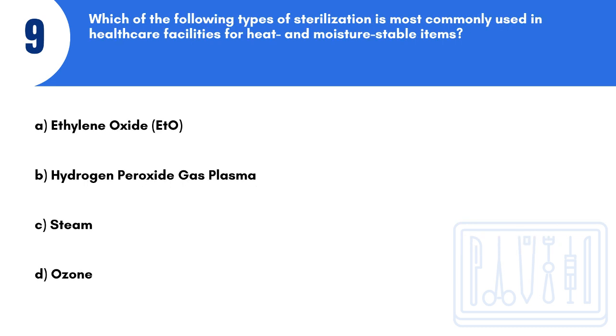Question 9. Which of the following types of sterilization is most commonly used in healthcare facilities for heat and moisture-stable items? A. Ethylene oxide, ETO. B. Hydrogen peroxide gas plasma. C. Steam. D. Ozone.